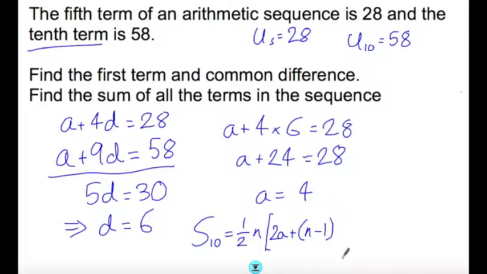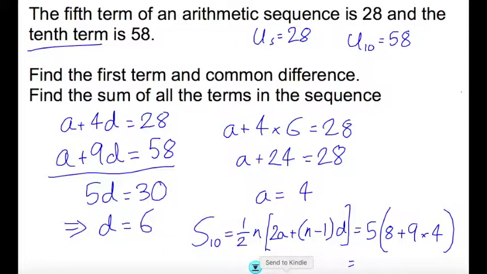And I've missed that off. So a half n is going to be a half of 10, which is 5, times by 2a, so a was 4, so that's going to be 8, plus n minus 1, n is 10, so that's going to be 9, times by d, which is 4. Okay, so 8 plus 9 times 4 is 44, times by 5 is 220. Right, lovely.